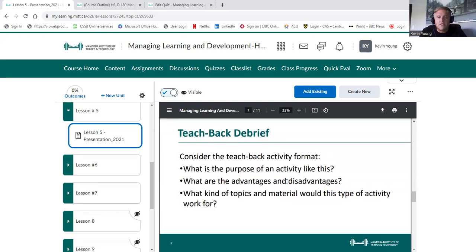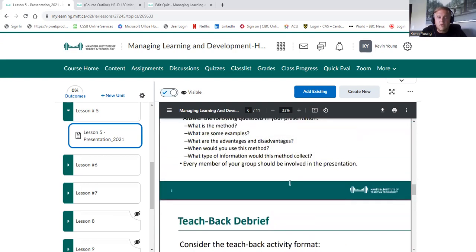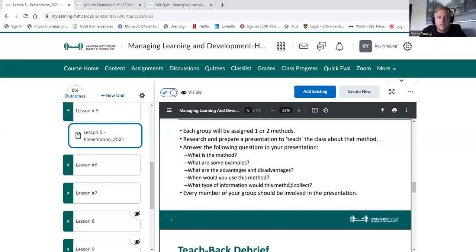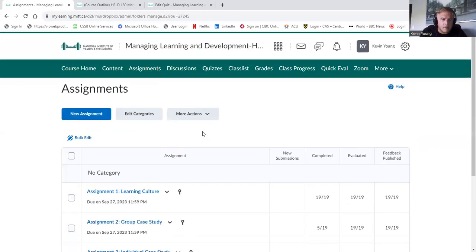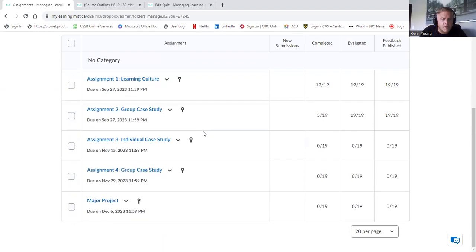And consider the teach back activity format. Okay, what is the purpose of an activity line? Okay, all right, so this is just a debrief of that. Every member of the group should be involved in the presentation. So let me just take a quick look at the assignments here. And I want to see the assignments tab, group case study, individual, group case study, and the major project.